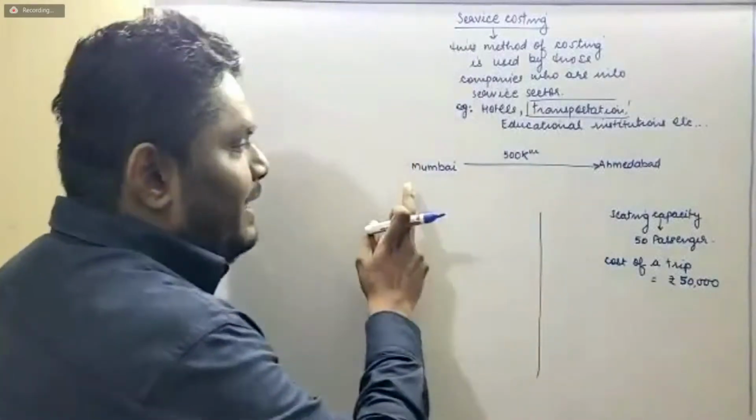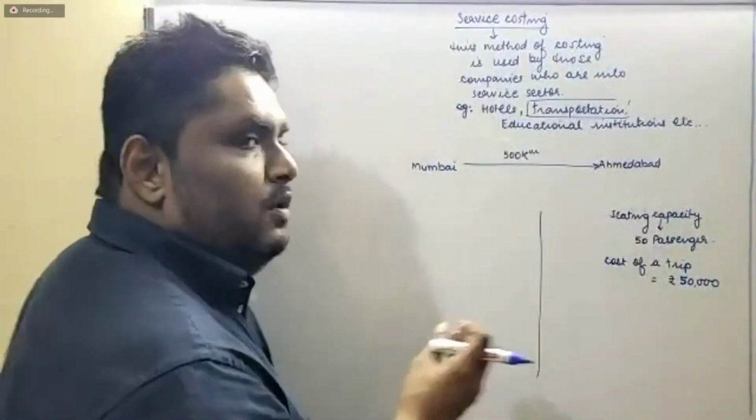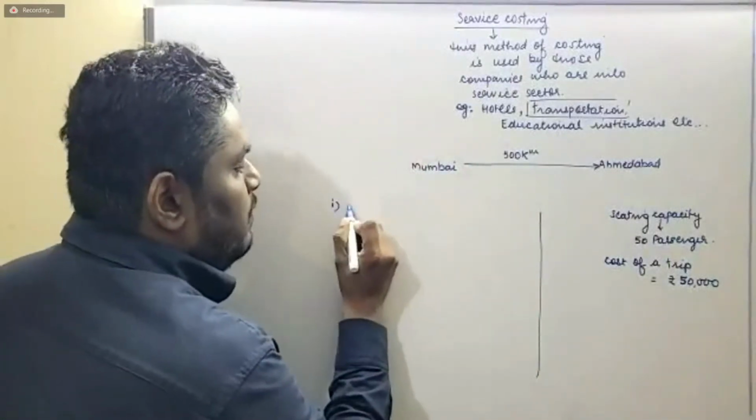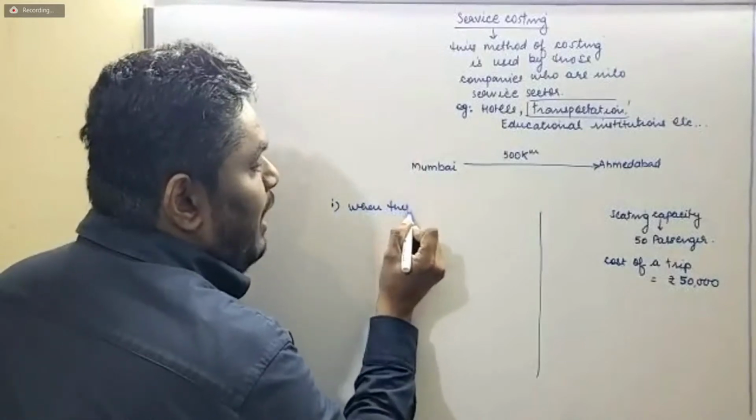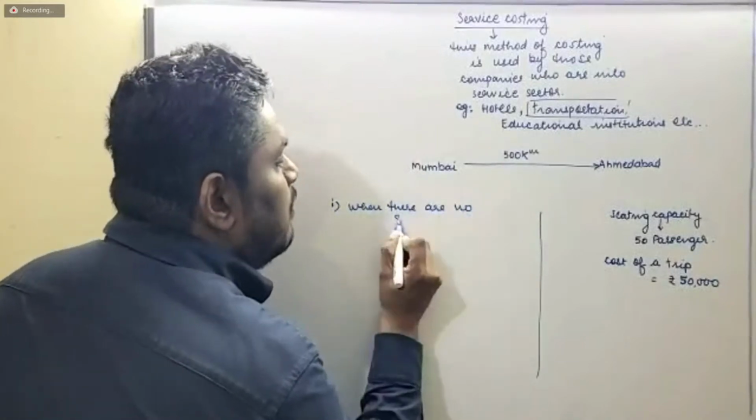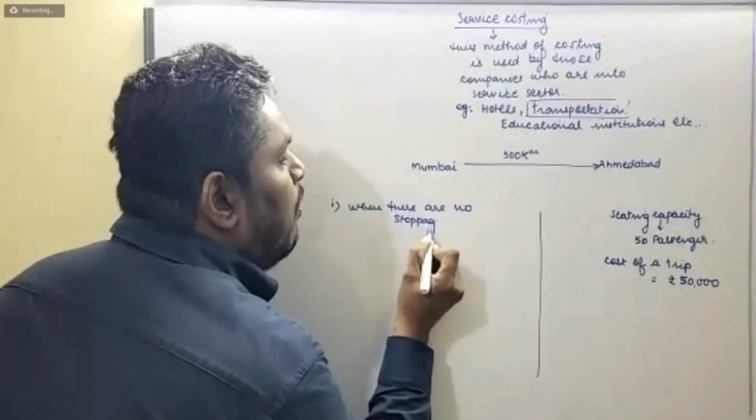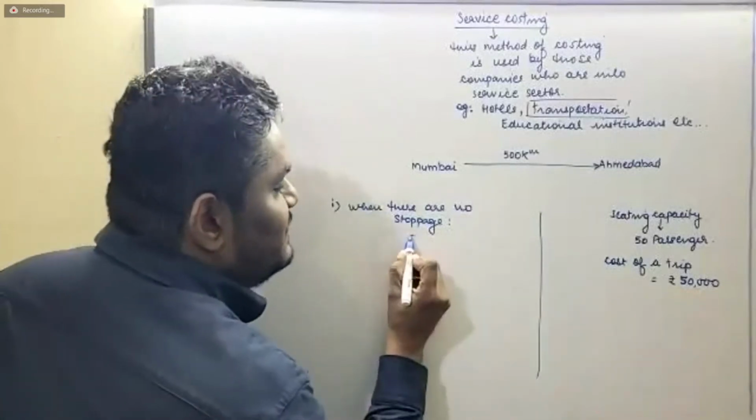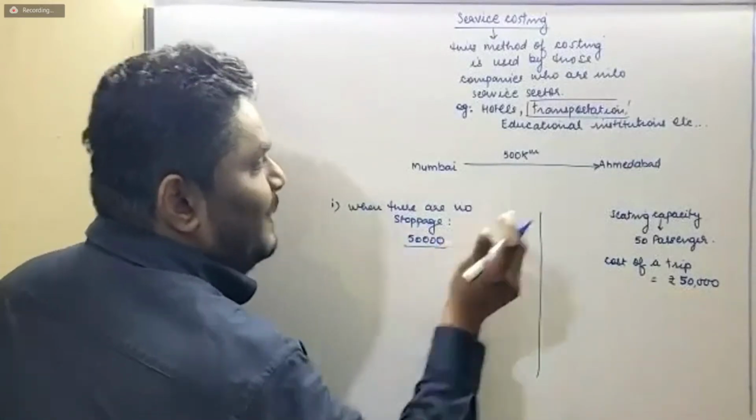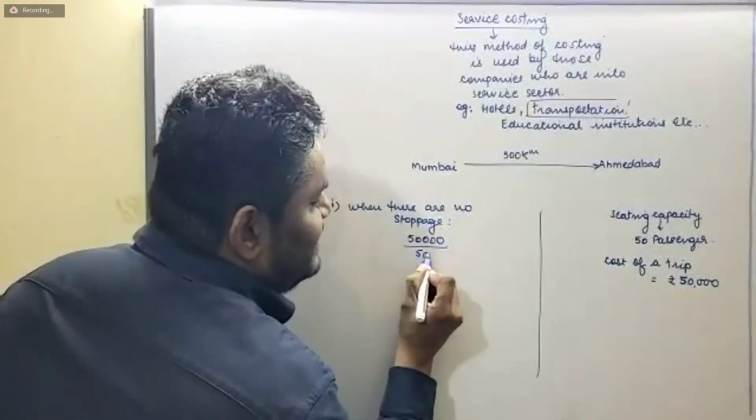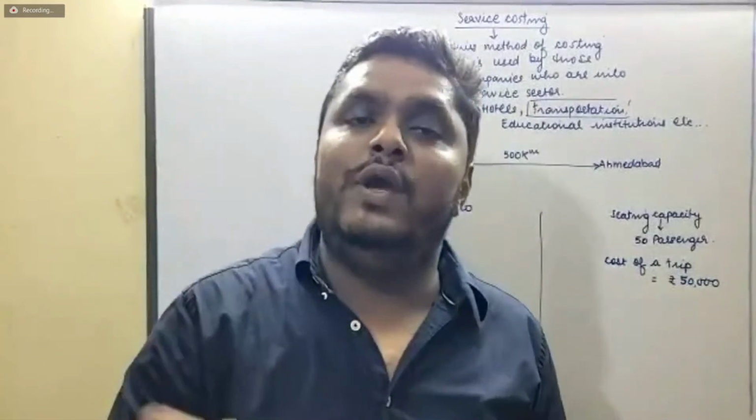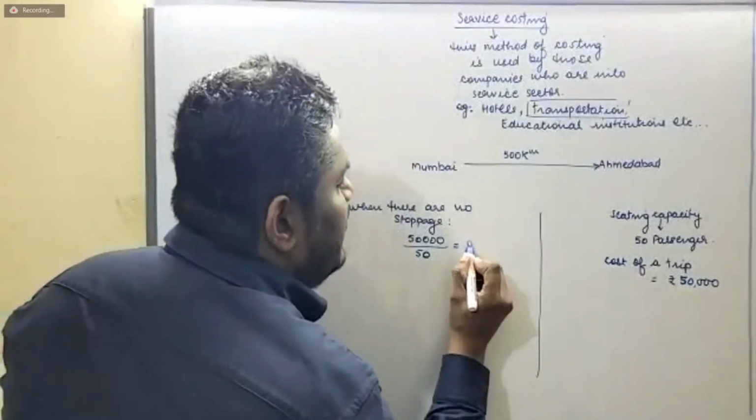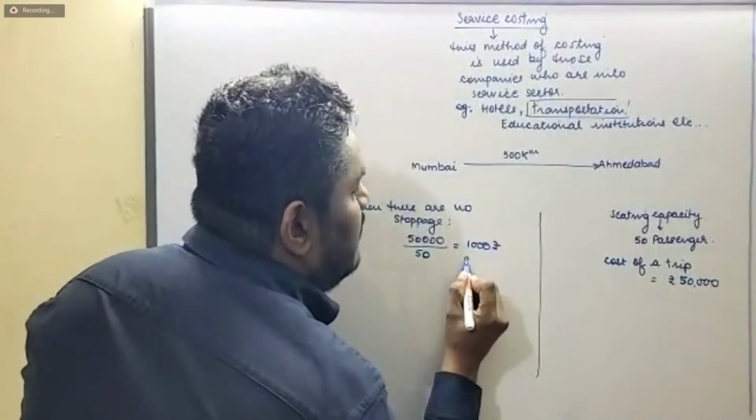Very simple. Again, there is no stoppage between Mumbai to Ahmedabad. So how he will quote the fare? Very simple. My cost is 50,000. How much passengers are traveling? The capacity is 50 passengers. Assuming it is going with 100% occupancy in every trip. So how much fare he will be charging? Approx 1,000 rupees per passenger.